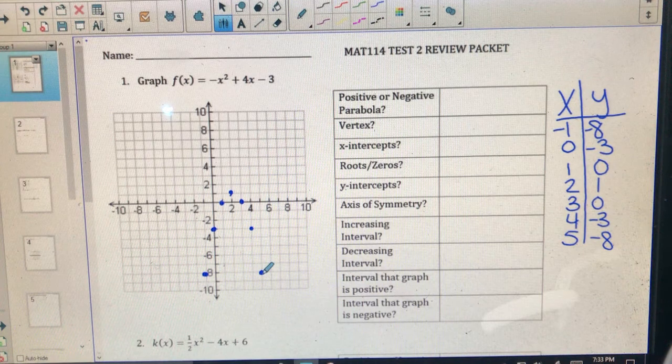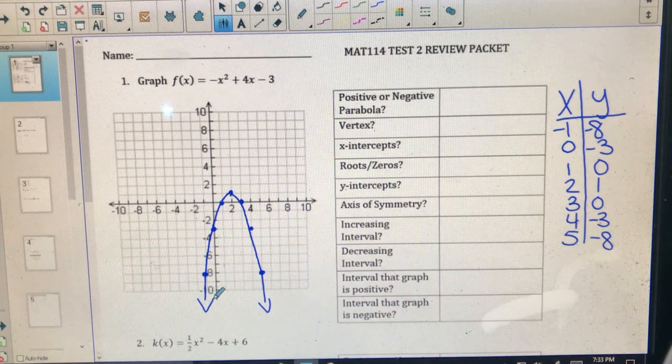Now a parabola is a U-shaped graph, so you want to connect them in a curve. Please don't connect the dots in a bunch of straight lines. Make it a curve, and it does continue down forever. So I'm going to put arrows on the end to note that.